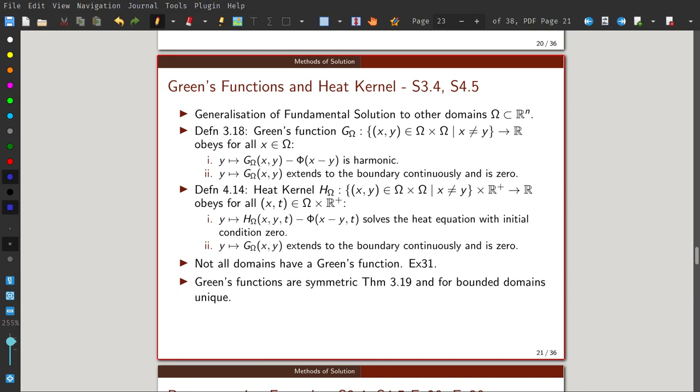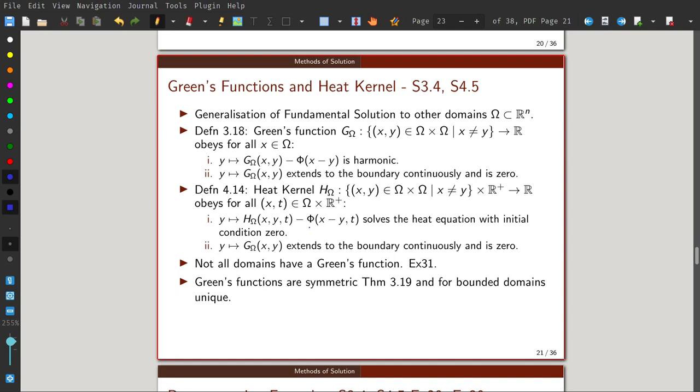And so G should have a singularity like the fundamental solution. And we see the same thing here. When y approaches x, then x minus y approaches 0, and we know we have some singularity at t equals 0, x equals 0 here.